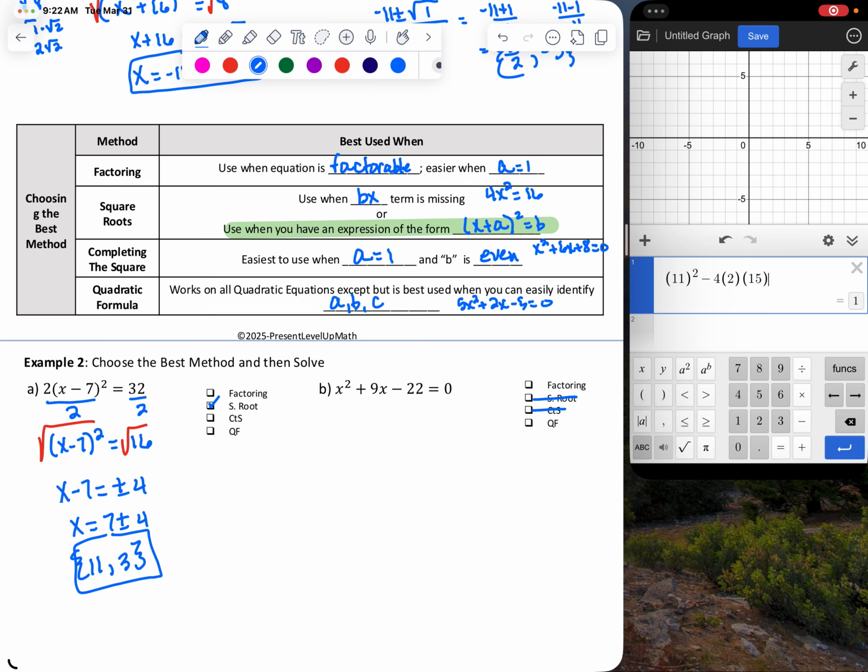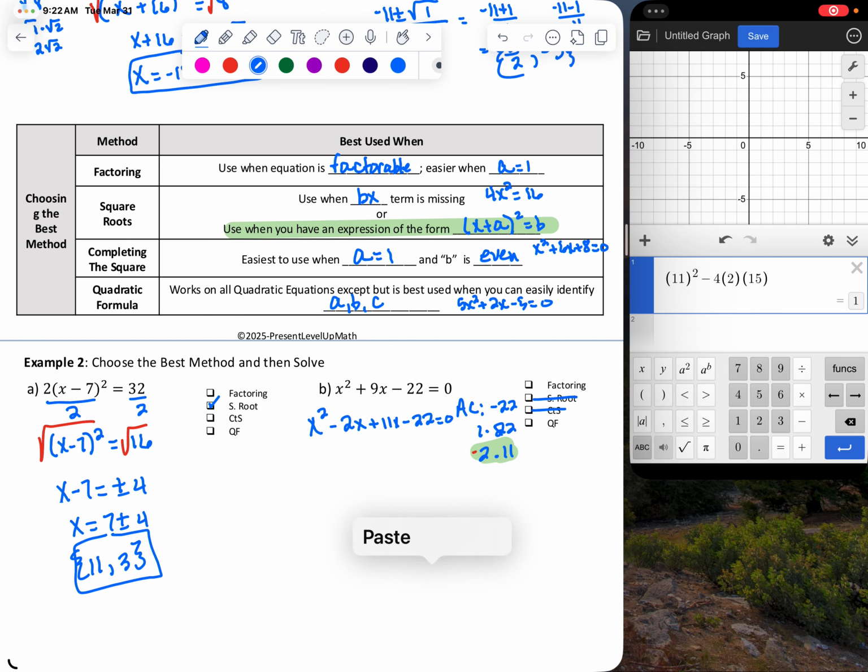All right, so if I get AC, 1 times negative 22, my factors of 22 are 1 times 22 and 2 times 11. Well, out of those factors, the only thing that'll give me positive 9 is the 2 and the 11, if I make the 2 negative. So I'm going to rewrite this as x squared plus 2x minus 2x plus 11x minus 22 equals 0.